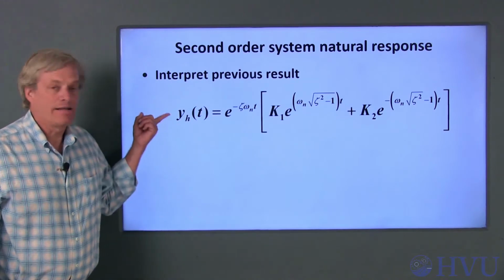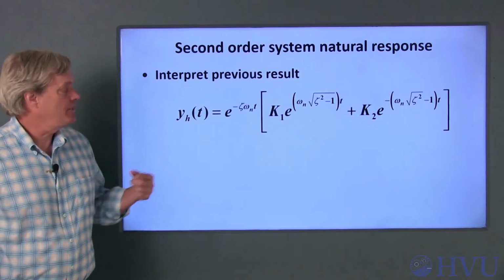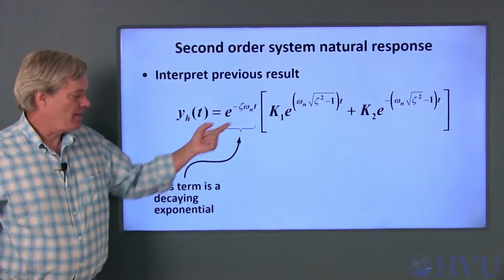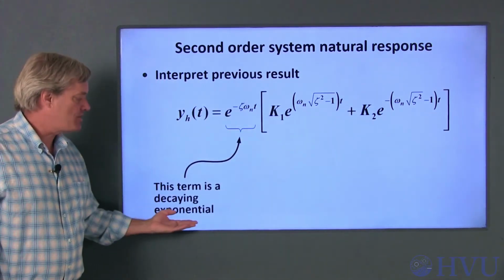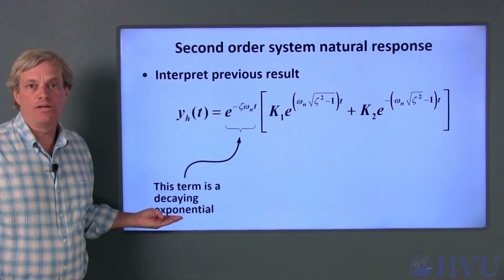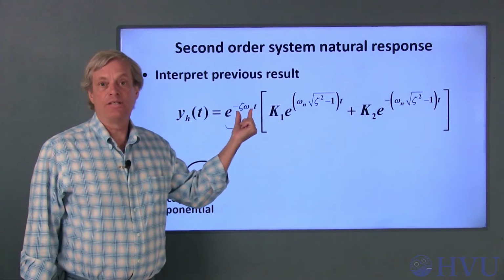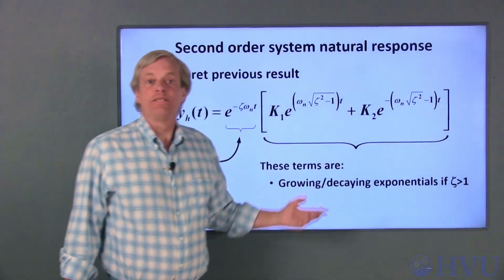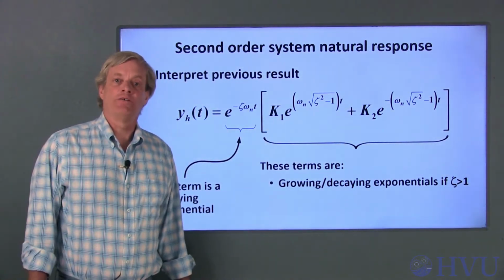Now let's talk about how to interpret this equation, especially in terms of the damping ratio zeta. Since zeta and omega n are always positive, this term is a decaying exponential. The time constant of this exponential is zeta times omega n. These terms are a little bit trickier, since their behavior depends upon the value of zeta.